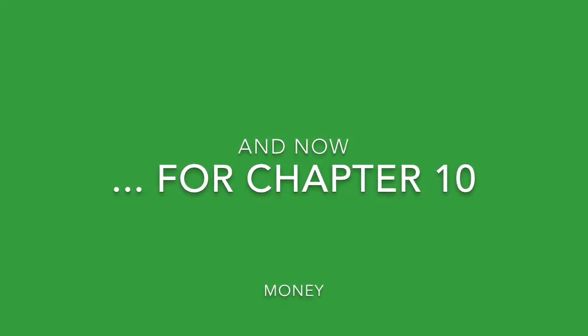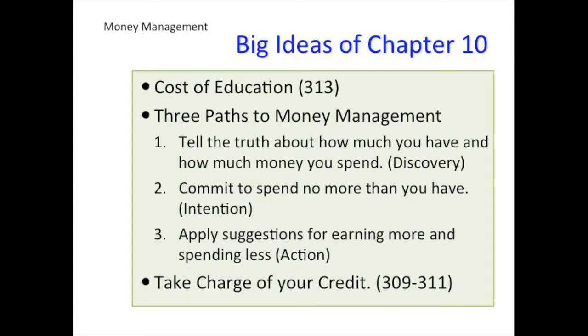And now for Chapter 10 on money. So here are some of the things I think are really interesting about Chapter 10. Certainly the cost of education, which is an interesting exercise on page 313. You might want to try that out. It's very illuminating. But overall, if you look at the chapter as a whole, you should be able to see that one of the overriding ideas is similar to the beginning of this book: in order to really learn something about money, you have to first be honest about how you are using money. So I like this idea of the 3 steps to financial freedom.